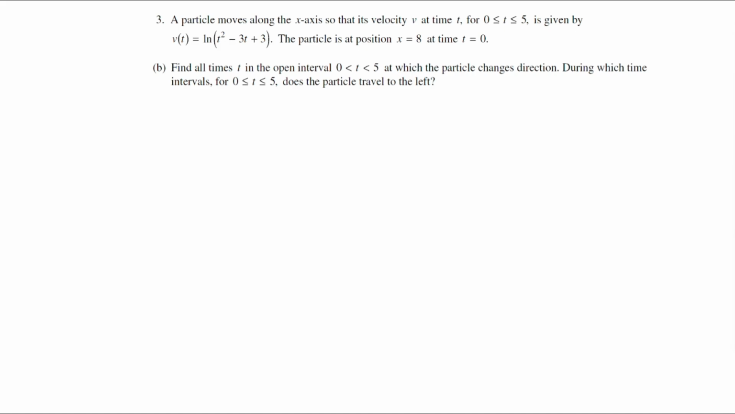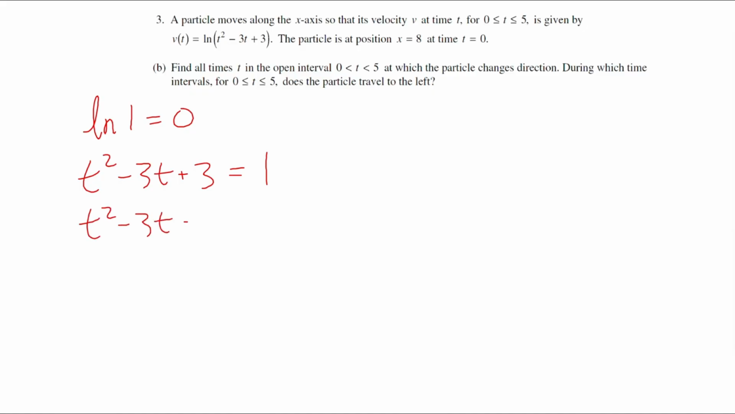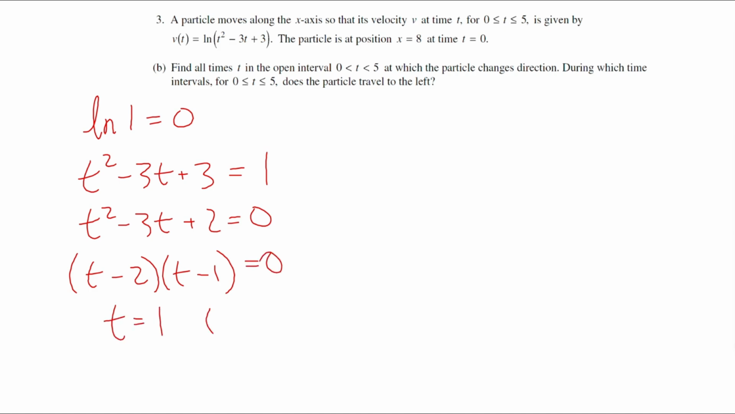If we think about it, the natural log of 1 is equal to 0, right? So what we need is the thing inside the natural log to equal 1. So if we set t squared minus 3t plus 3 equal to 1 and solve that, we get t squared minus 3t plus 2 equals 0. Factor to t minus 2 and t minus 1. The places where it potentially changes direction are t equals 1 and t equals 2.